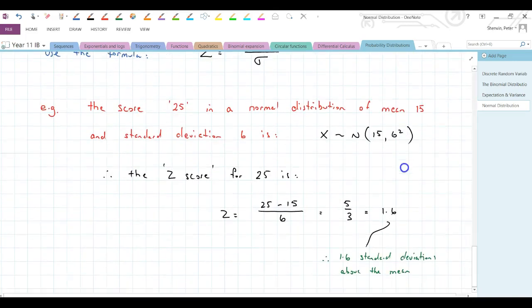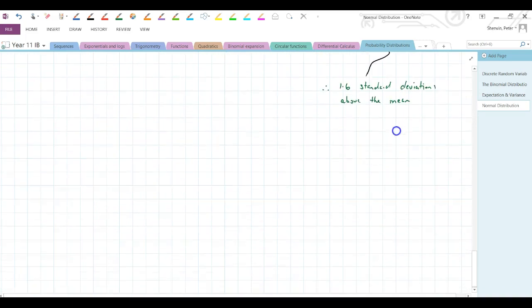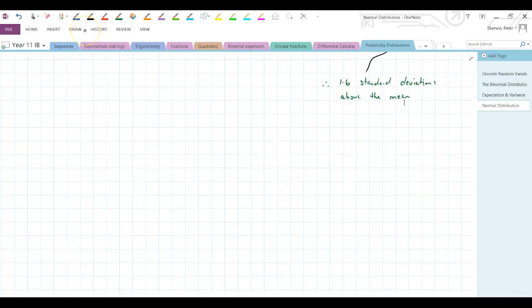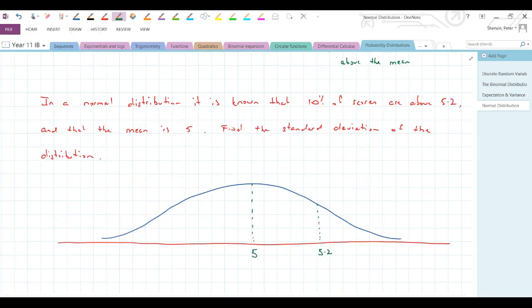It's quite nice. Let's do an example. Okay, I'm going to look at an example. I'll pause while I write it out. Okay, here's my example. In a normal distribution, it is known, here's our distribution, our bell curve, that 10% of scores are above 5.2, and that the mean is 5.